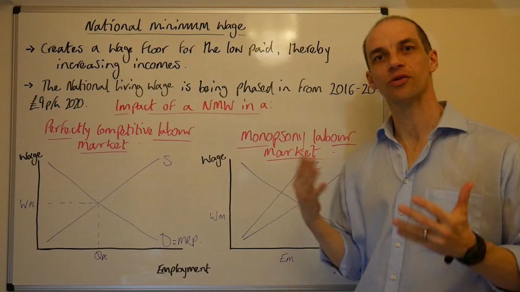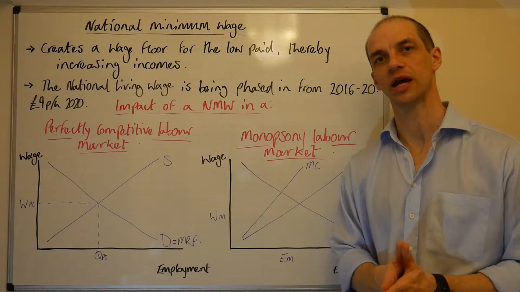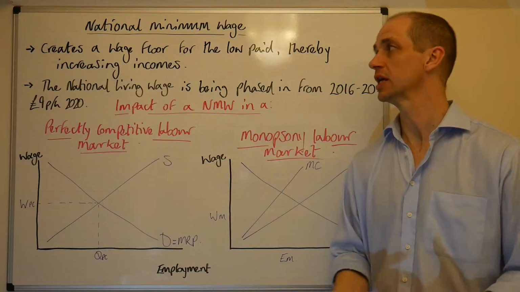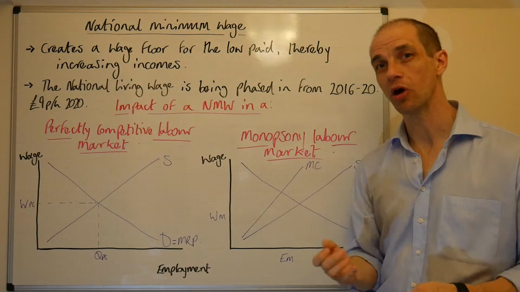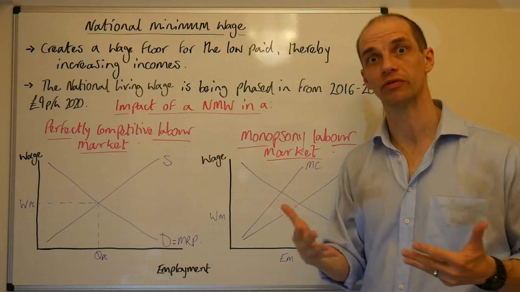Hi everyone, so in this lesson we're going to turn to the national minimum wage and the national living wage. Now these policy interventions are made by the government and they simply set out to create a wage floor for the low paid, to thereby increase the incomes of the low paid.